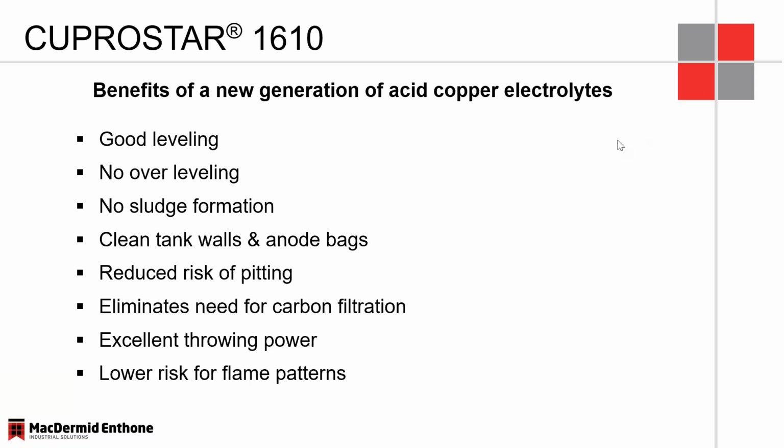1610, again, as I indicated, is my dye-free process. Good leveling, no over leveling with this. One of the biggest benefits, though, that we've seen with this is the reduction in sludge formation. So because of the absence of that dye, I don't generate sludge. I have very clean tank walls and anode bags, which dramatically reduces my need for carbon filtration and reduces my risk of pitting. I still have excellent throwing power with this system, and I do have reduced risk for flame patterns as well.